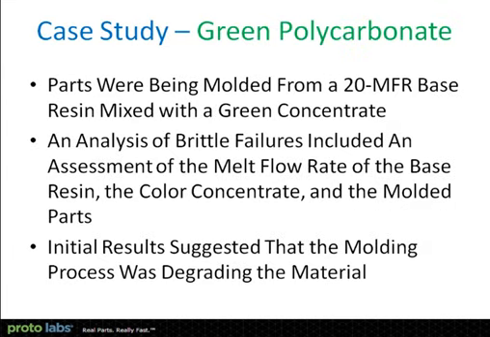This is a green polycarbonate being molded in a 20 melt flow rate base resin with a green concentrate. We're getting brittle failures in the part, and whenever we get brittle failures and we look at doing a failure analysis, one of the things that's always on the table is molecular weight, because losses in molecular weight produce losses in performance. And the easiest way to measure molecular weight is to measure melt flow rate.